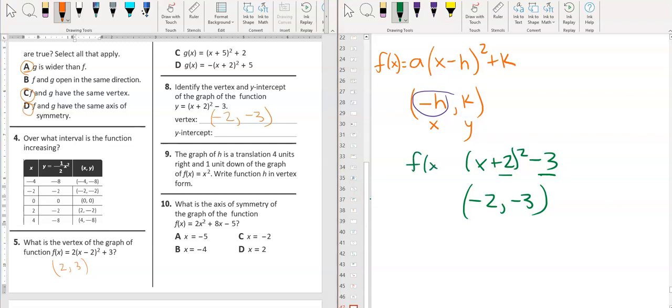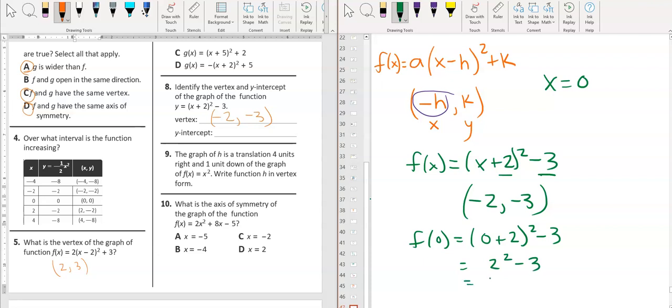So if I have this function, my y-intercept is when x is equal to 0. So I am going to plug in f of 0, and I'm going to make x 0, and I'm going to solve for that. So I'm going to do 2 squared minus 3, 4 take away 3, and that is 1. So my y-intercept is 1.